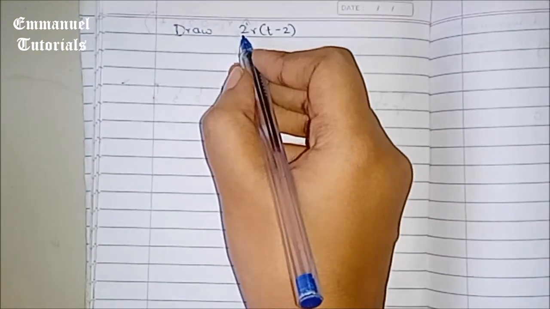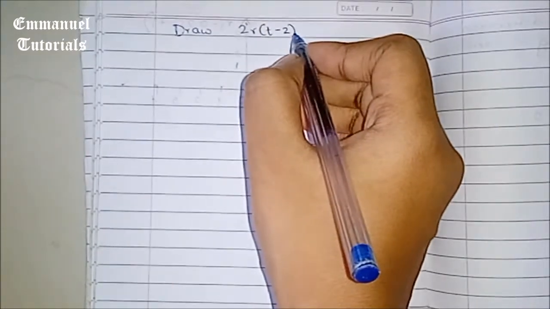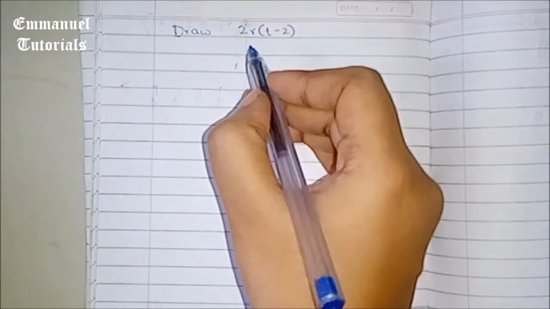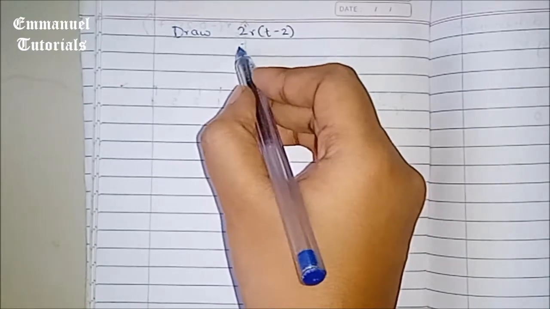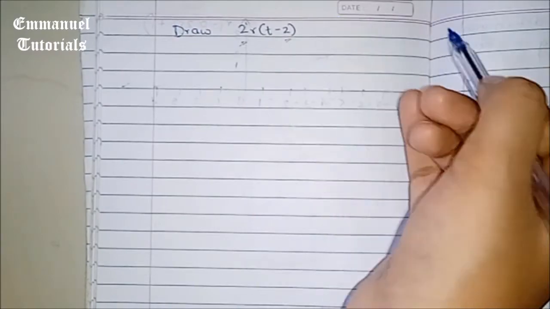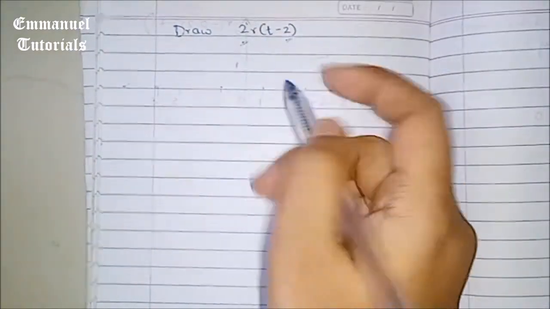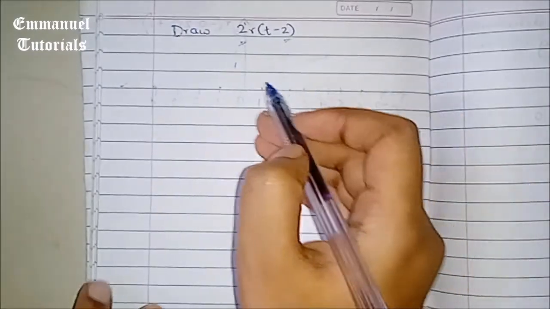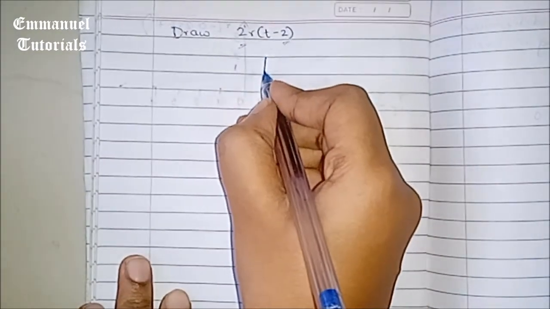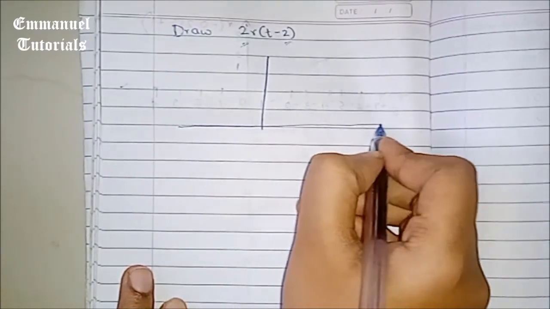The signal that is given is 2r of t minus 2. So what are the operations that are being performed? Amplitude scaling by 2 and shifting by 2. So first you need to know what is the basic signal. Basic signal is r of t. So what is it? It is the unit ramp signal. So let's draw that.